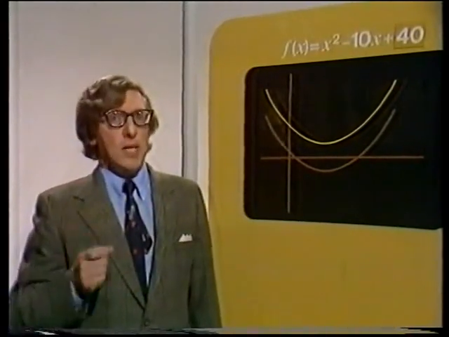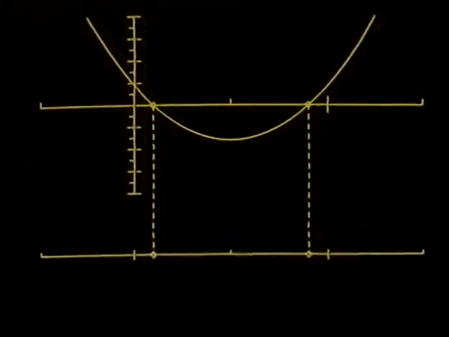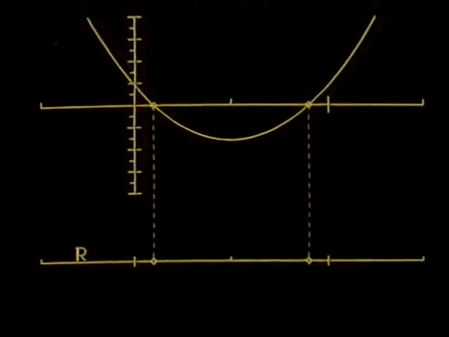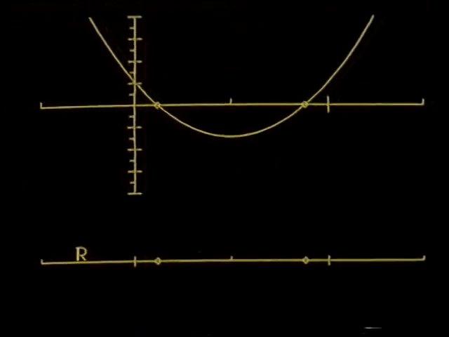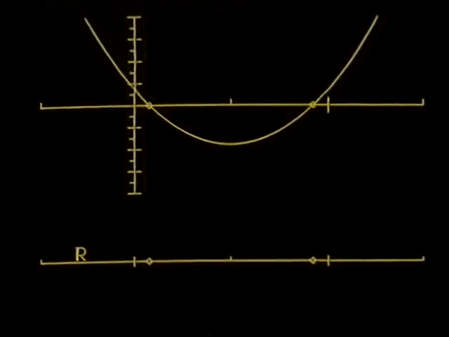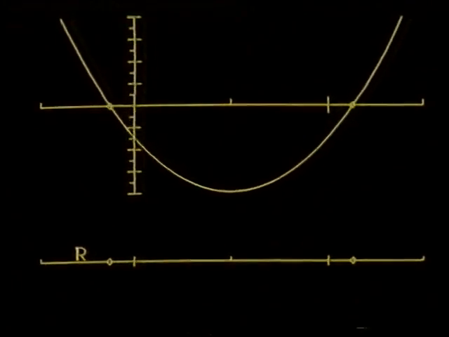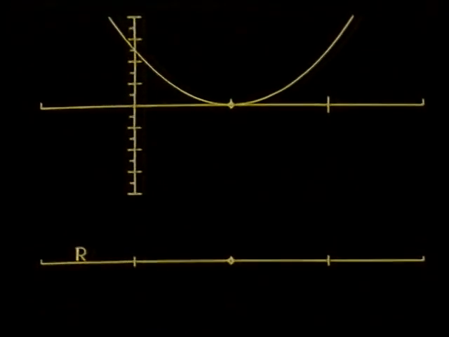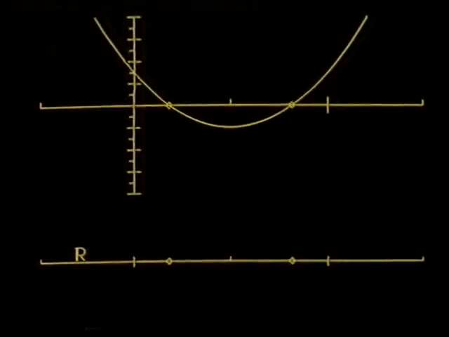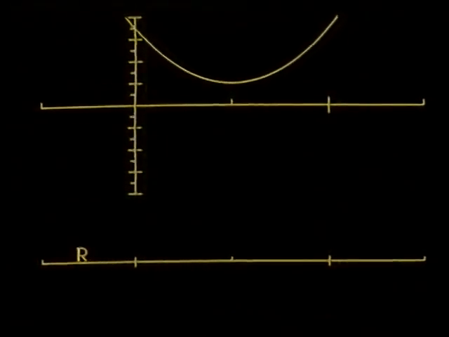So let's take a look at the behavior of the roots of a quadratic equation. Initially, the quadratic has two roots. We can plot the roots on a copy of the real line R. See how the roots change as we alter the position of the curve. Here, they're coincident. A little below, two roots. A little above, no roots.